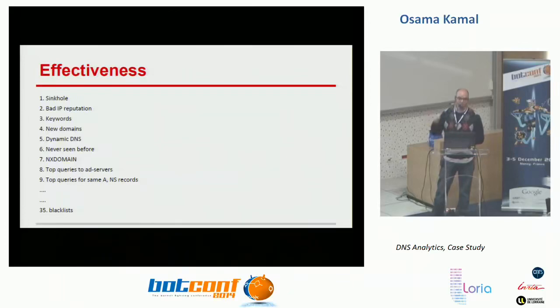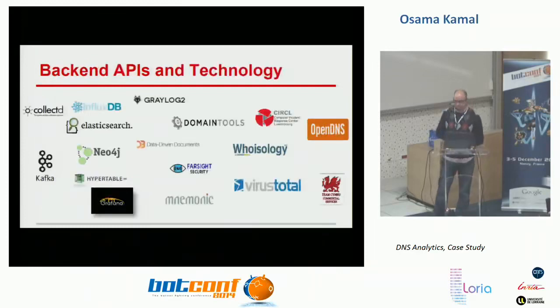Sinkholes are the number one indicator for what we have seen. Then bad IP reputation, keywords, new domains. So these are sorted by the number of findings. And this is what we use in our system, all the APIs and technologies. We use collectd for the metrics, InfluxDB for the metrics, and Grafana. Kafka for messaging, the messaging pipe, Elasticsearch, Neo4j for the graph database.